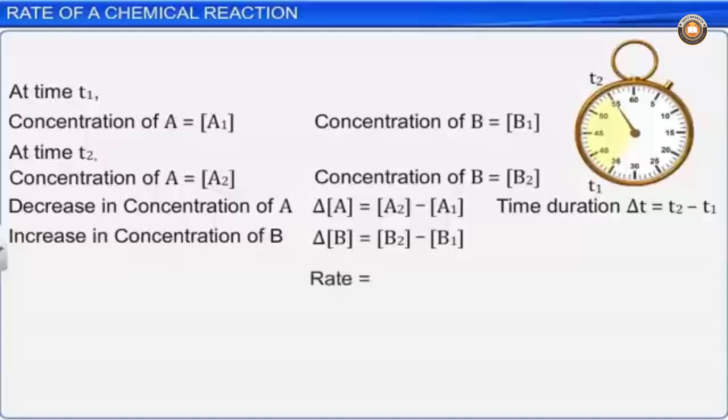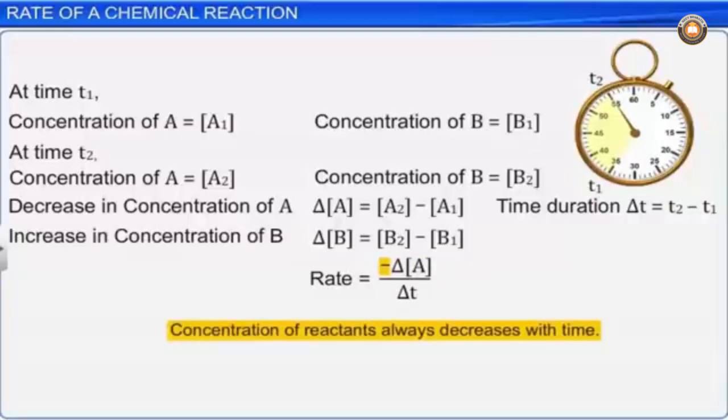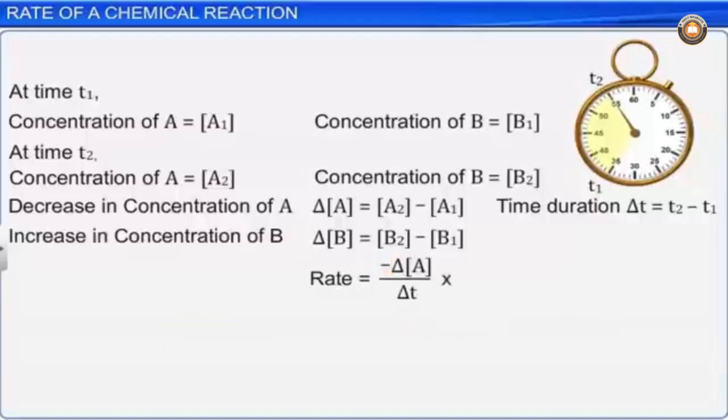Using the definition of rate of chemical reaction, we get the rate of the given reaction as a decrease in the concentration of A, minus delta A divided by time interval delta T. Now, delta A is a negative quantity since the concentration is decreasing with time. So we multiply it by -1 to make it a positive quantity, as the rate of a chemical reaction is always positive.